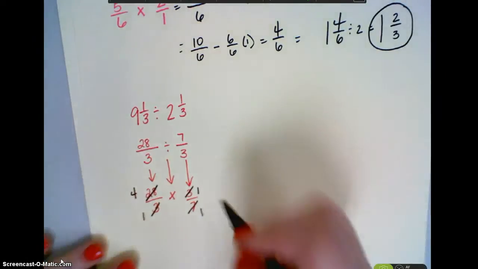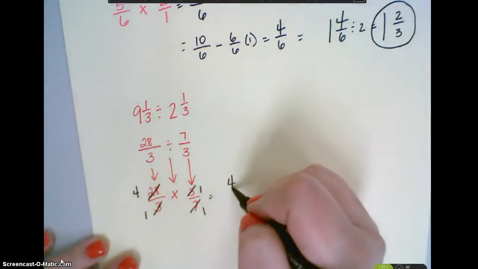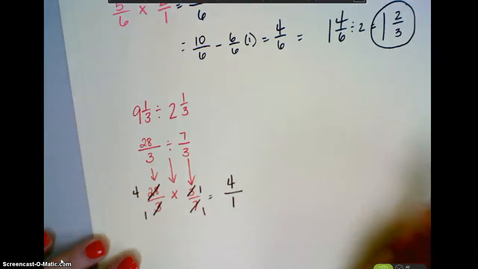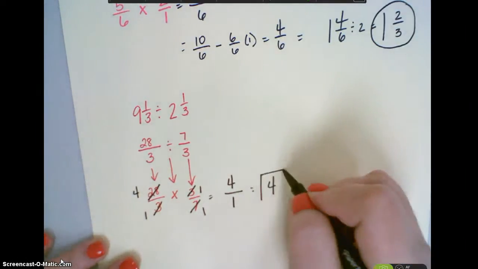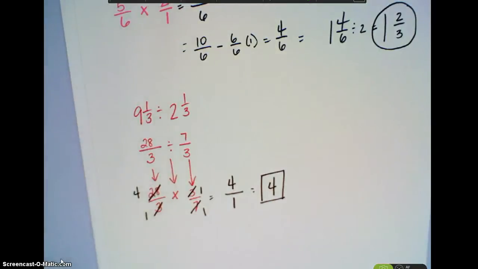So now when I multiply across, I have 4 times 1, which is 4. 1 times 1, which is 1. 4 over 1, or anything over 1, is just itself. So my answer would be 4. Okay. If that confuses you, just multiply across 28 times 3, and then 3 times 7, and when you actually do your simplifying, you will get 4 still as your answer.